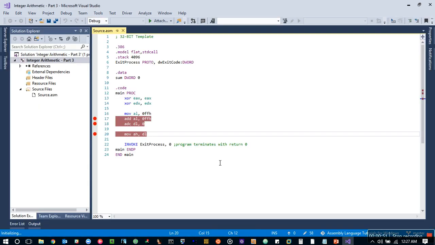Write more and more code and become comfortable with assembly, because not many people are comfortable in assembly, but it's not a very hard language to learn.